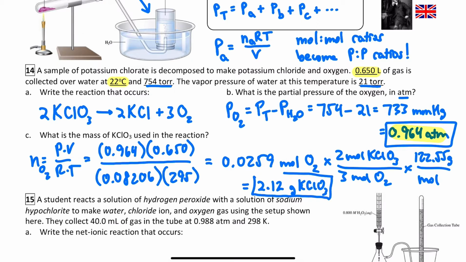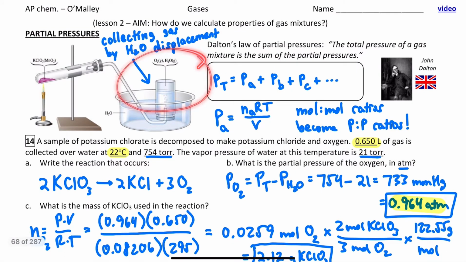So all we did was figure out the mass of a substance that would let us turn it into a pressure of a gas. Remember, a pressure is just another way of saying an amount of a gas. You really get to think of them the same way you think about moles and grams of a substance. 0.964 atmospheres of O2, that's just another way of saying that much O2 is present. And we had to correct for the water vapor pressure because we were collecting it above water.